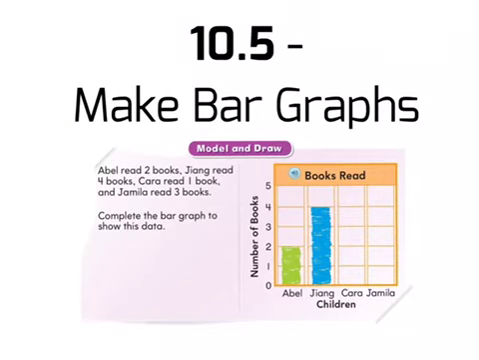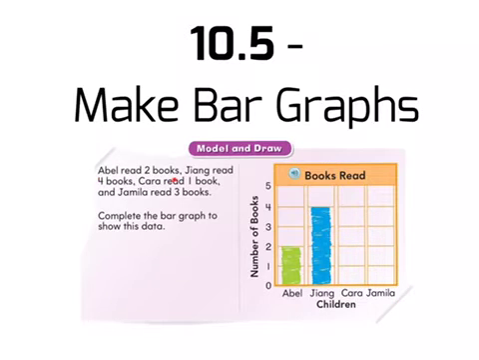All right, so now we are going to make bar graphs. We just looked at bar graphs, and now we're going to make them. So on this bar graph down here, this is showing us books read, and it's telling us how many books each of these kids read. And it wants us to finish out the bar graph. So we need to figure out how many Kara read and how many Jamila read.